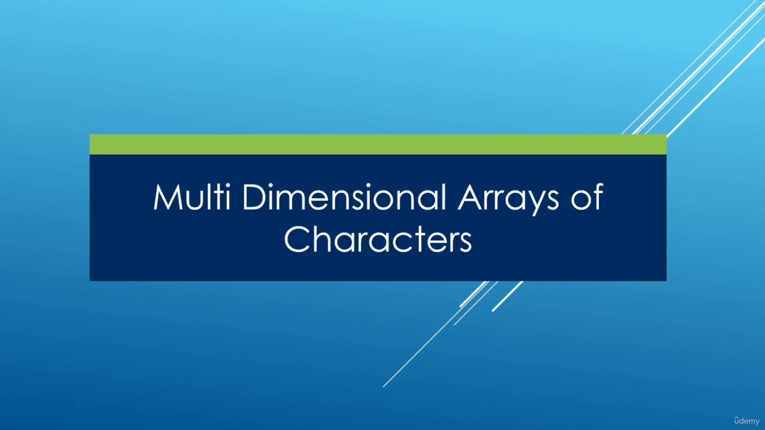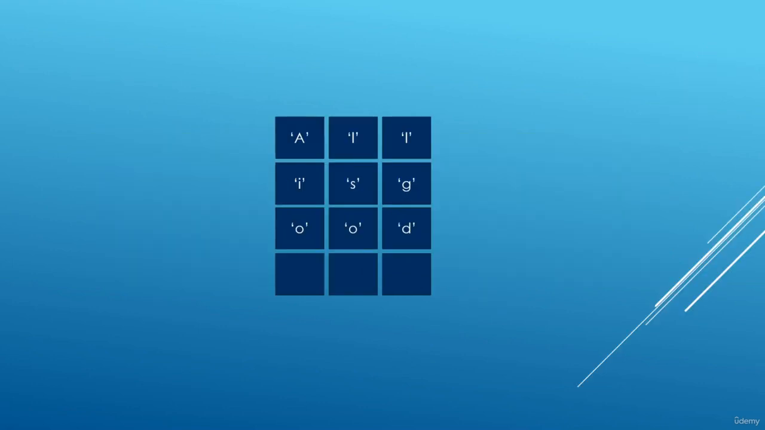In this lecture, we're going to learn about multi-dimensional arrays of characters. And this is going to be exactly the same thing we saw in the last lecture. We are only going to be adapting to character arrays. And this is how it is going to look. For example, you can have a grid-like data structure, which is a 2D array, and you can put in characters instead of putting in integers like we did in the last lecture.